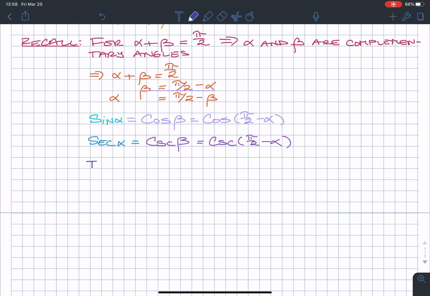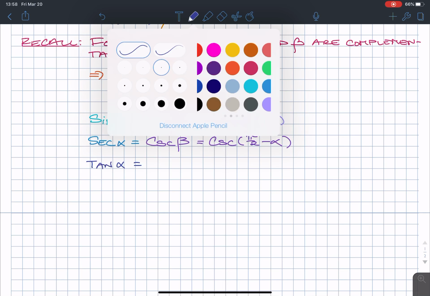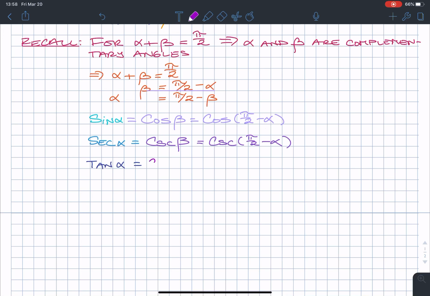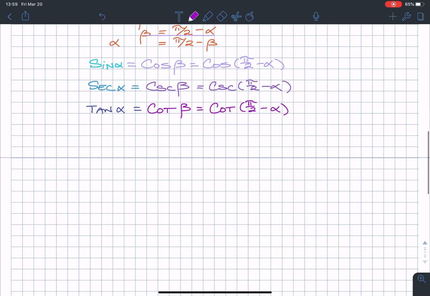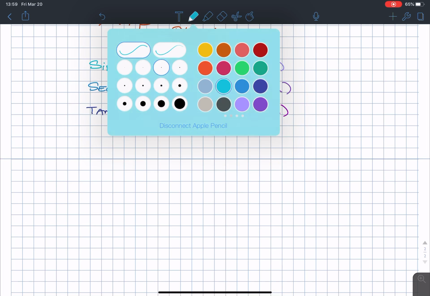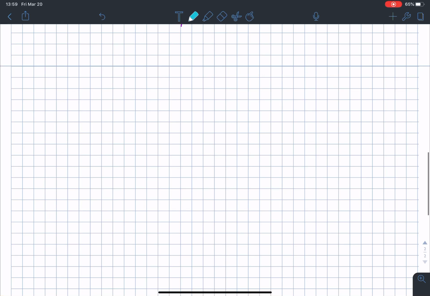And last but not least, tangent. So tangent of alpha is equal to cotangent of beta, because cofunctions of complementary angles are equal. So this will be cotangent of, and let me get it right this time, beta is pi over 2 minus alpha. And let me define that in case I haven't. So definition, what is a cofunction?